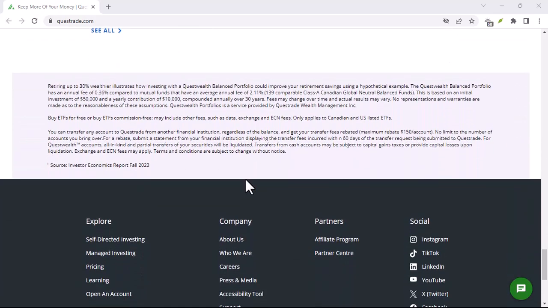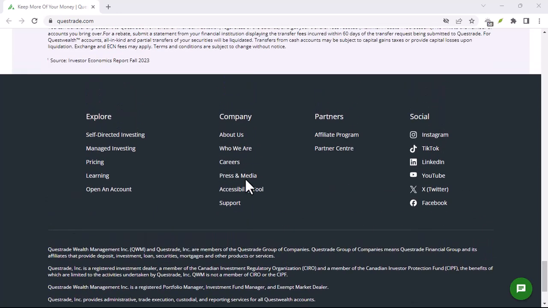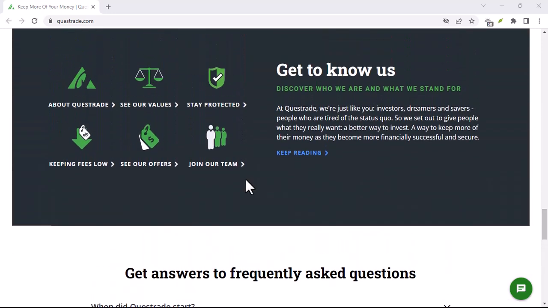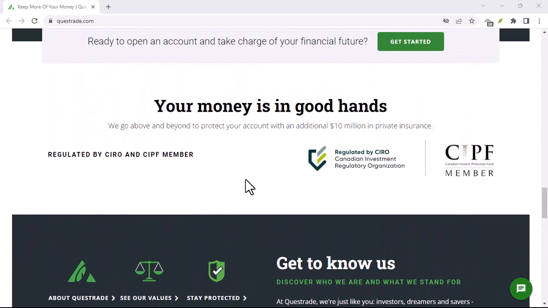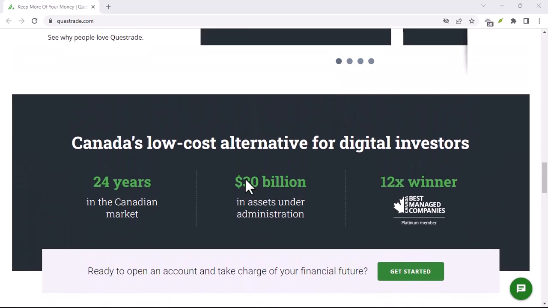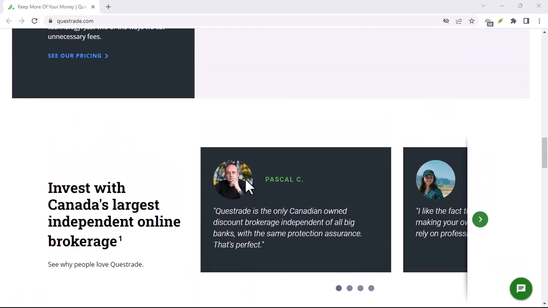Unlike the RRSP, TFSA contributions don't reduce your taxable income. However, the tax-free growth and withdrawals can be incredibly valuable, especially for long-term investments. Questrade offers both individual and family TFSAs, allowing you to manage your family's savings more efficiently.